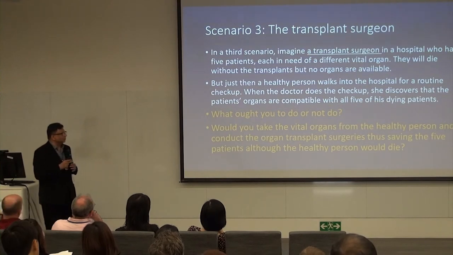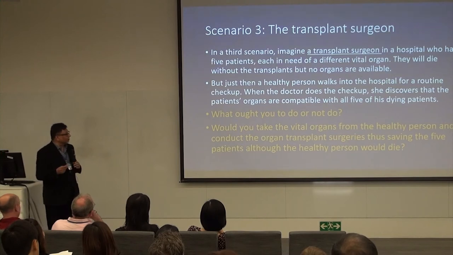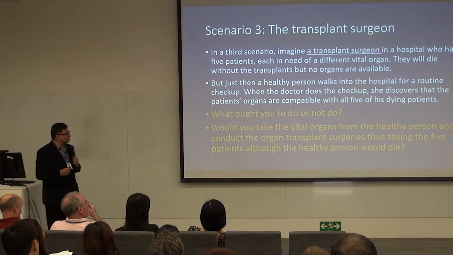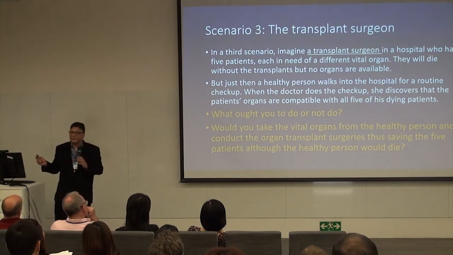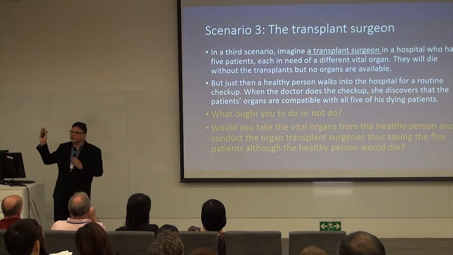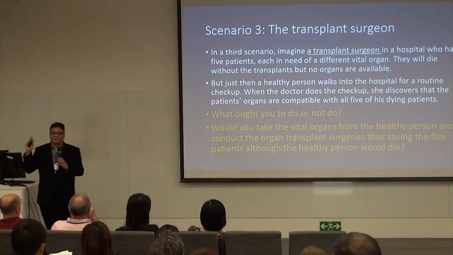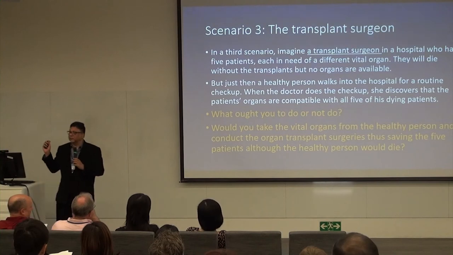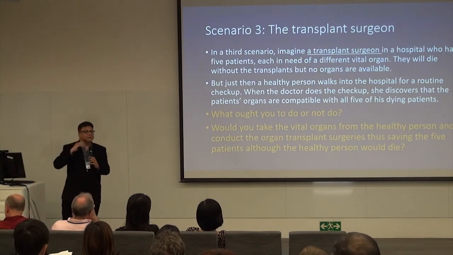What ought you to do? Would you take the vital organs from the healthy person and conduct the organ transplant surgeries, thus saving 5 patients, although the healthy person would die? Who thinks that the surgeon should do this? Take the organs from the healthy person. Anyone? No one?